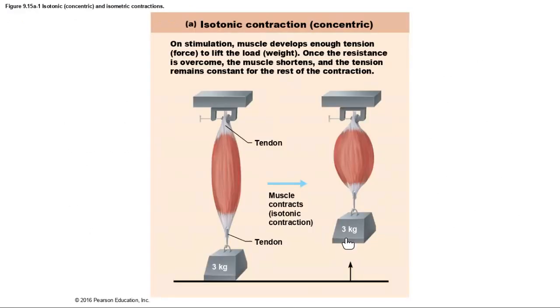Here are some illustrations of this. The first one is the concentric type. We're showing a muscle, and there is a load here, 3 kilograms. What's going to happen with concentric contraction is that we see a shortening of the muscle, right? This muscle will develop enough tension to lift this load, and you see that this results in a shortening of the muscle.